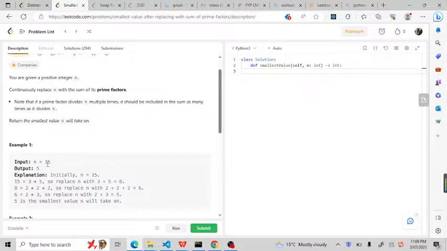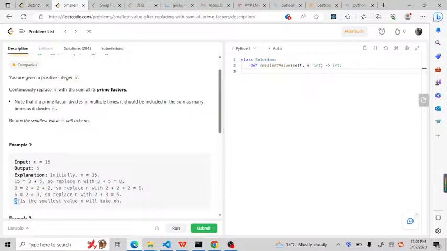So for number 15, its prime factors are 3 times 5, and the sum of them will be 8. And for number 8, it will be 2 times 2 times 2, because 2 is the prime factor, so the sum of them will be 6. And 6 equals 2 times 3, the sum of them will be 5.